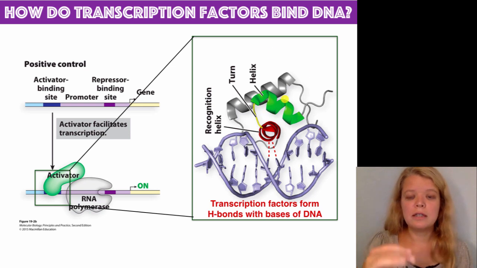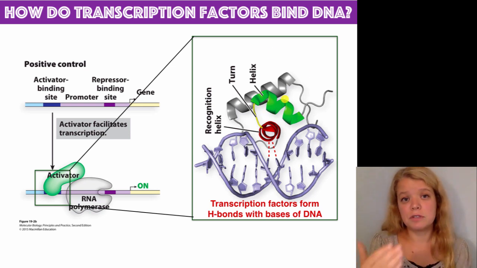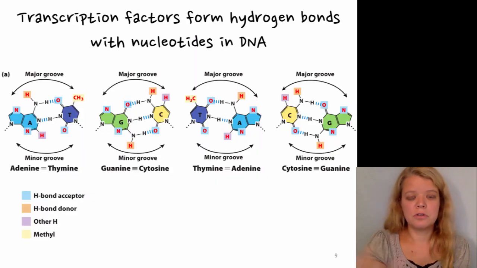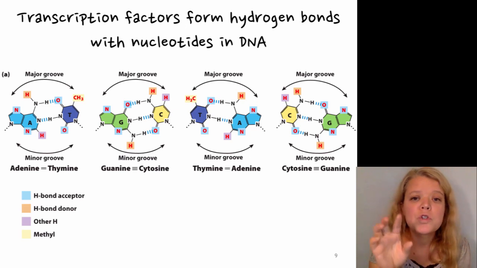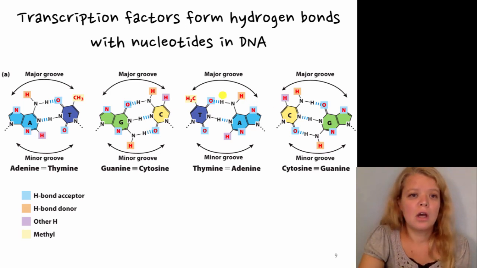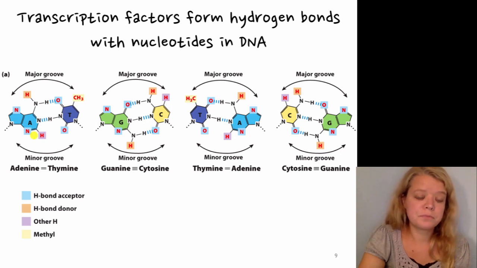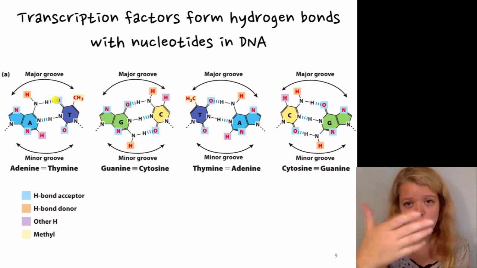And this helix-turn-helix motif is a very common motif found in many transcription factors. That's just an aside. Don't need to remember that. And this, I just wanted to show you how this actually goes. So you can see here that we have, say, adenine and thymine together, and they have formed two hydrogen bonds to hold each other together.